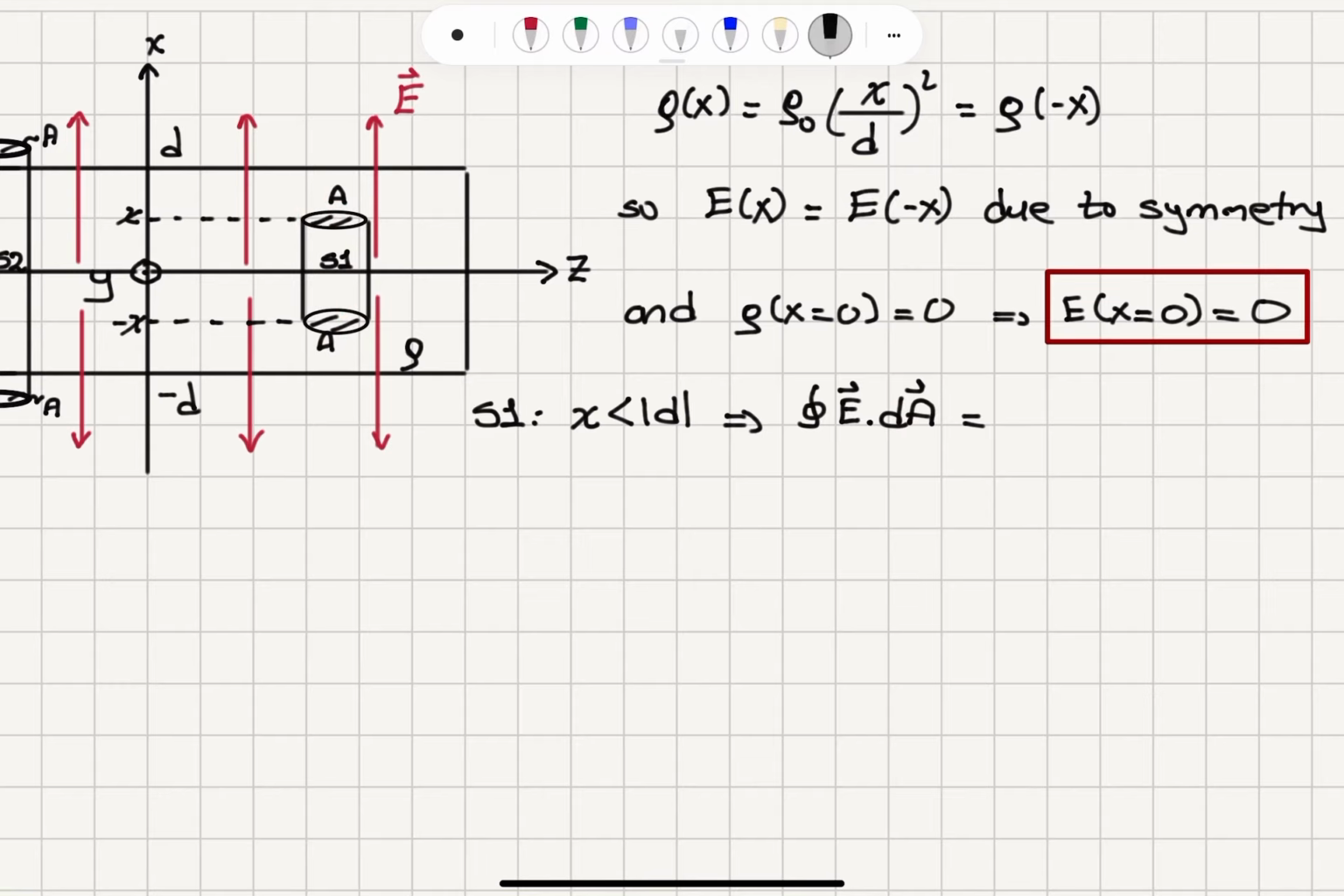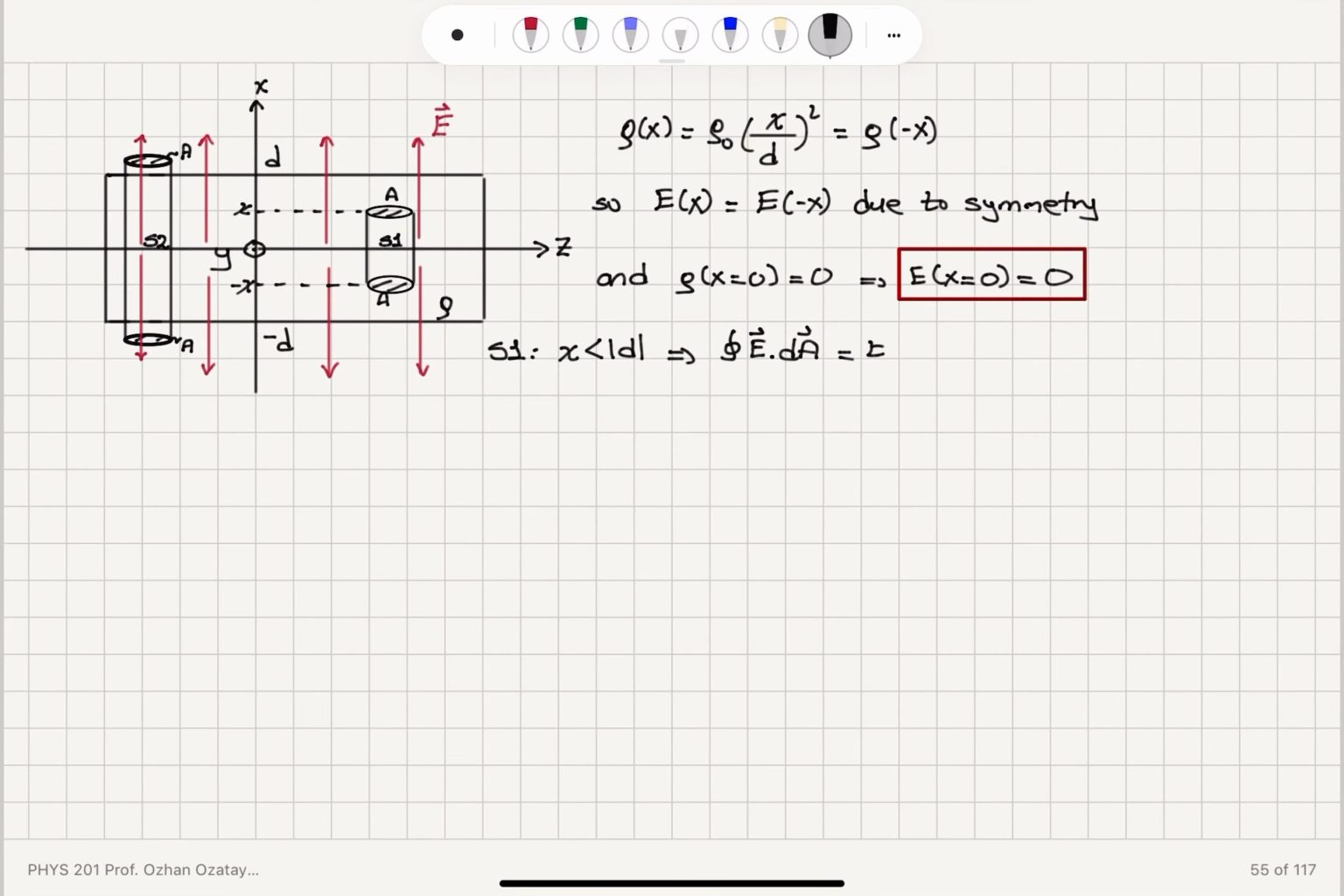So I will have E times 2A for the value of the net electric flux, and this must be equal to the charge enclosed, Q in, divided by epsilon 0, permittivity of free space. And what is Q in here? What is the charge enclosed? It is the integral from minus x to plus x of the charge density rho dV, divided by epsilon 0 will give me the net flux. All right, so let's find the charge enclosed. So what is Q in?